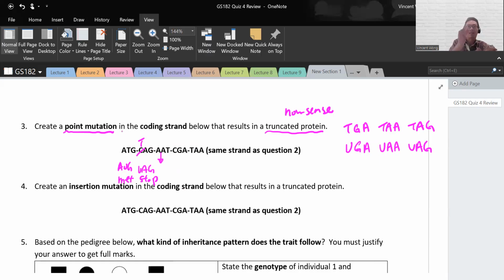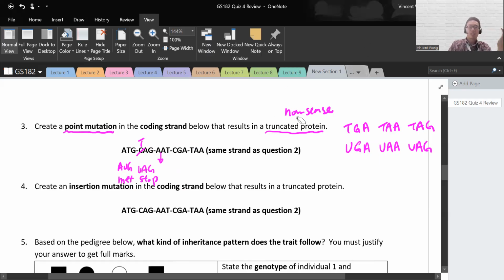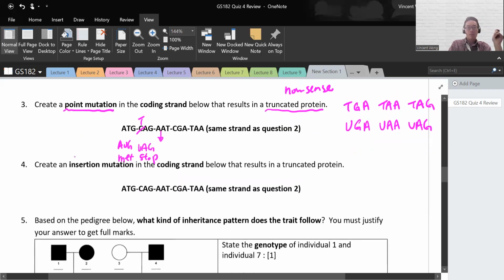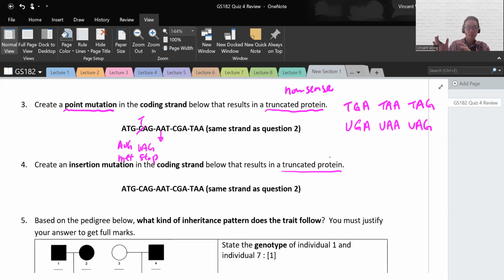You just have one amino acid and then you stop, right? So that's going to be a nonsense mutation caused by, again, a point mutation. Now, this one, we want to create an insertion mutation. So you have to add a nucleotide that would result in a truncated protein. So same result. And the result is going to be a nonsense mutation, which causes your protein to become shortened. But how you create that is different.